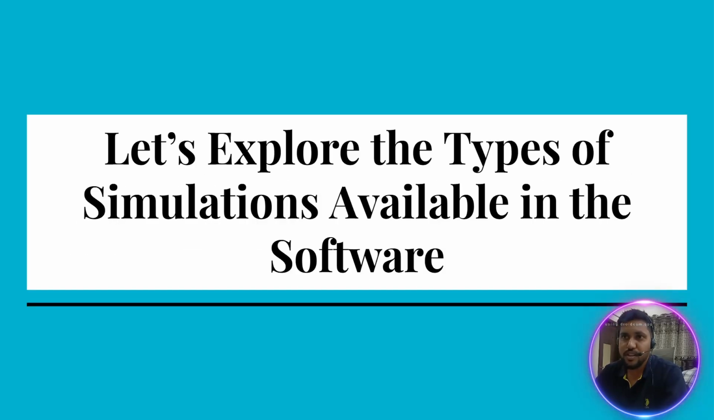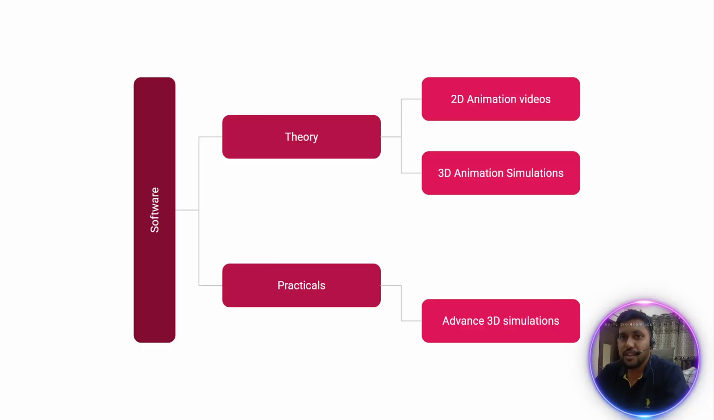So let's explore the types of simulation available in our software. We have divided the simulations into three categories. Some experiments are in theory form, and that theory form has been divided into two groups, 2D animation videos and 3D animation simulation. These are short simulation programs that can be elaborated by 3D simulation videos or some simple controls for that theory part. We have given that also.